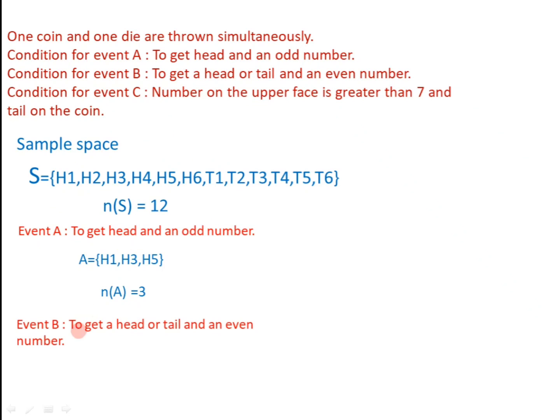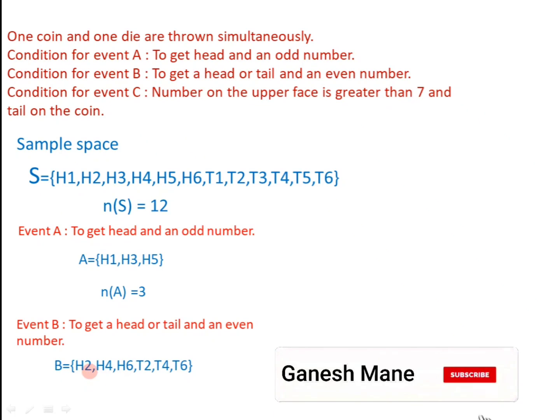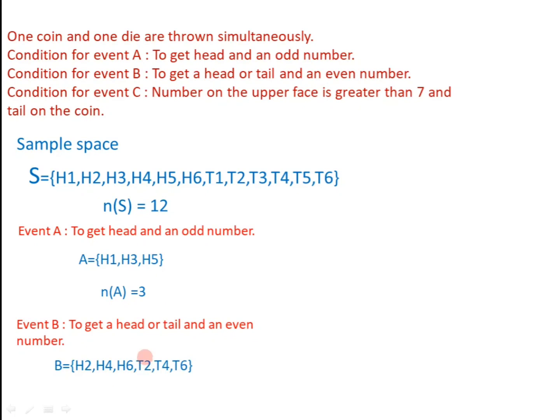Event B is to get head or tail and an even number. Now here either we can get head or tail on the coin and the number on the upper face of a die must be an even number. So set B has elements H2, H4, H6 as head on the coin and the number is even, that is 2, 4, 6. These are the even numbers. On the coin we can have tail also. That's why we should take T2, T4 and T6 also in this set. So in all we get 6 elements. That's why n of B is equal to 6.